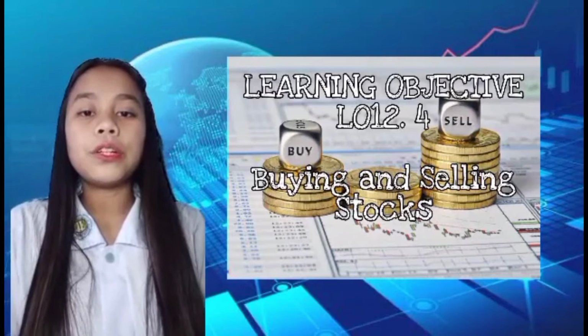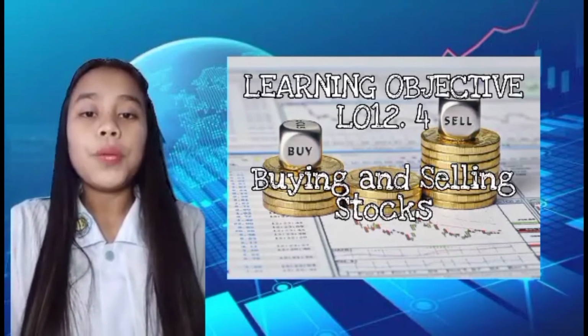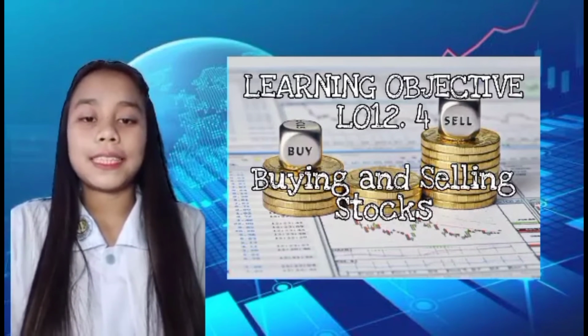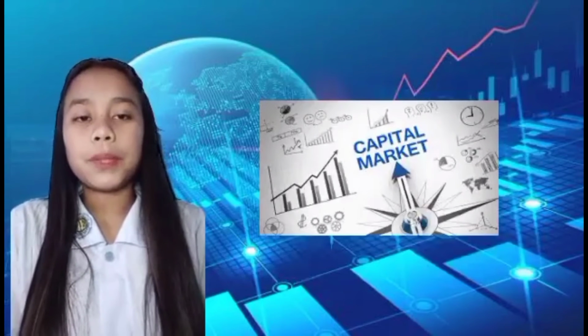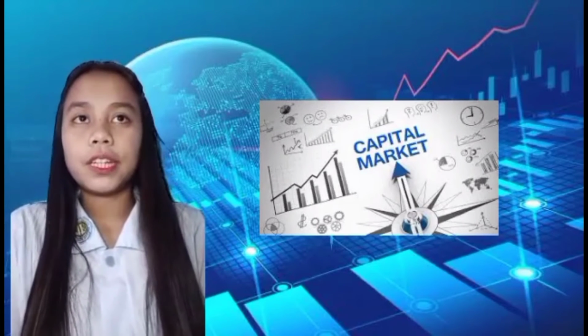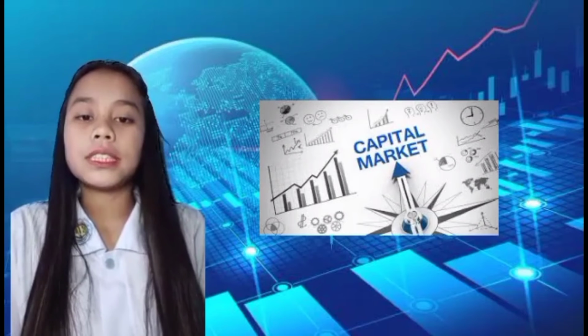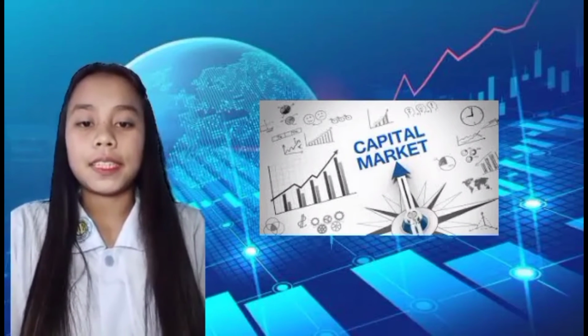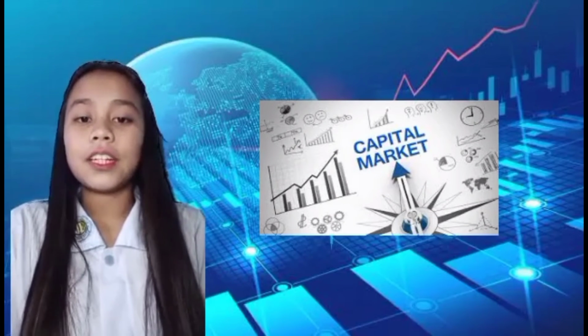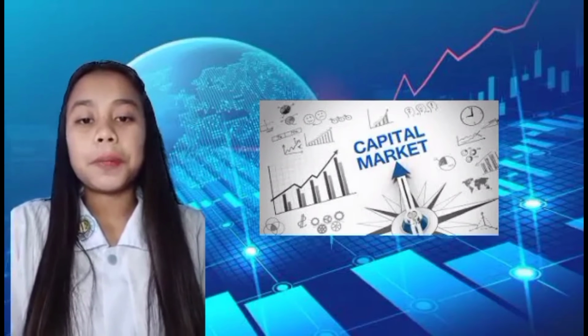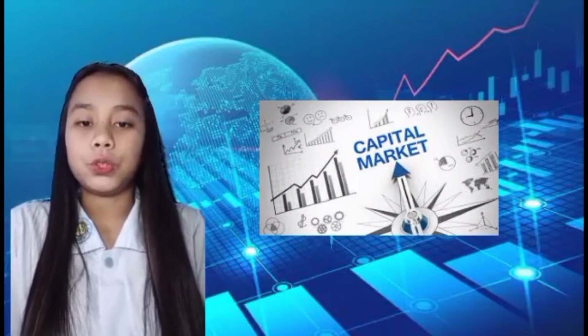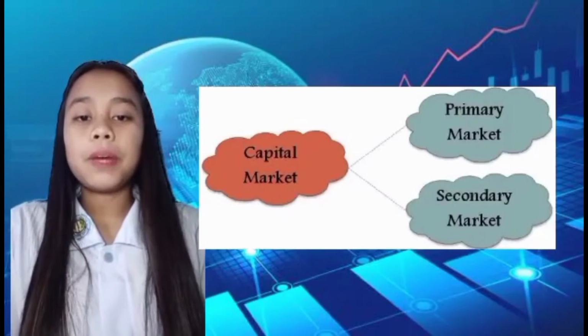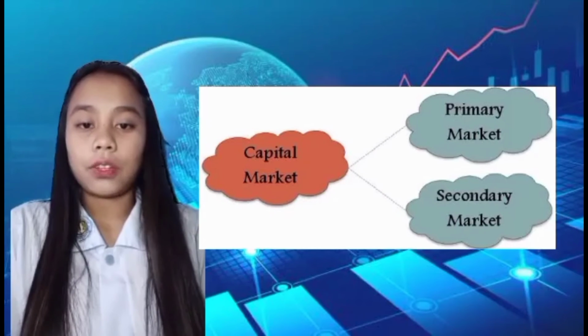Now we will talk about learning objective 12.4, which is all about buying and selling stocks. There is what we call the capital market, where buyers and sellers engage in trade of financial securities like bonds, stocks, etc. The buying and selling are undertaken by participants such as individuals or institutions. The capital market consists of the primary market and the secondary market.